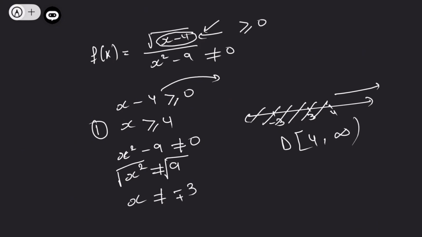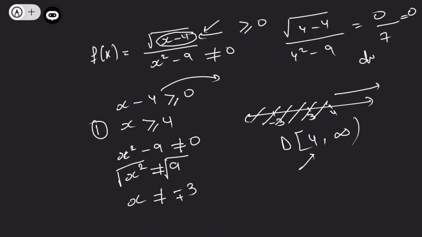We are going to include the 4 in our domain. Understood? Because if we replaced it, it will be 4 minus 4 divided by 4 squared minus 9. It will be 0 divided by 7. It is 0 and it is defined. But if we had 0 in the denominator directly, we call it undefined. We cannot have 0. Okay?